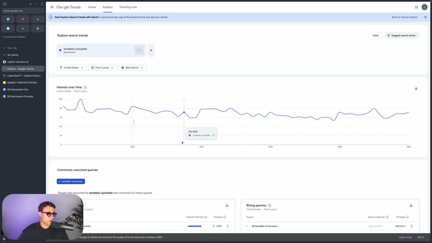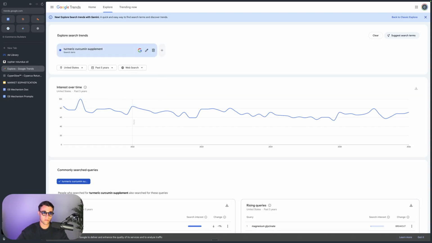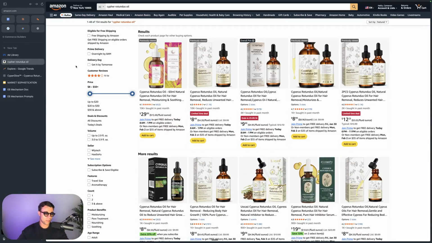So we already know that this is a sophisticated market because it's been a growing market for such a long time. You know, if we type in at the end of this as well, supplement. So this isn't new information. This product here, this is almost new information, which can be positioned as a new mechanism.